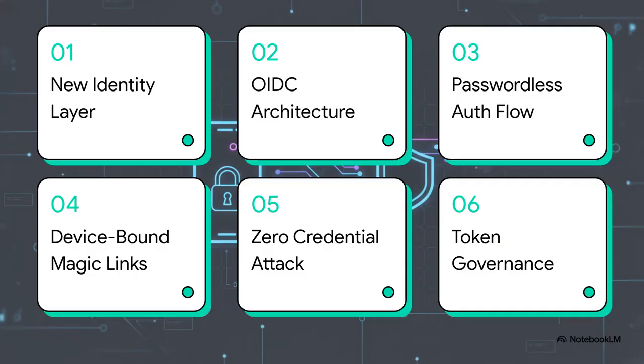Okay, let's dive into the agenda for this structured technical teardown. First, we'll define the new identity layer, then look at the standard OIDC architecture. After that, we'll walk right through the passwordless auth flow, examine device-bound magic links, cover the zero credential attack surface, and wrap it all up with centralized token governance.